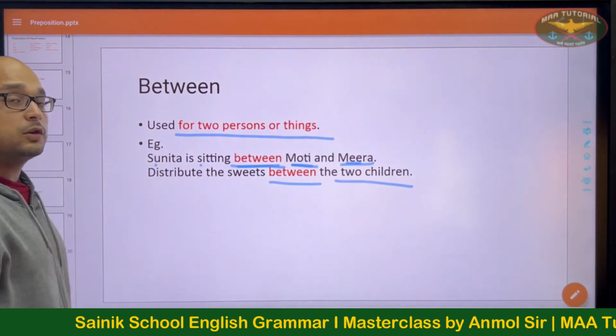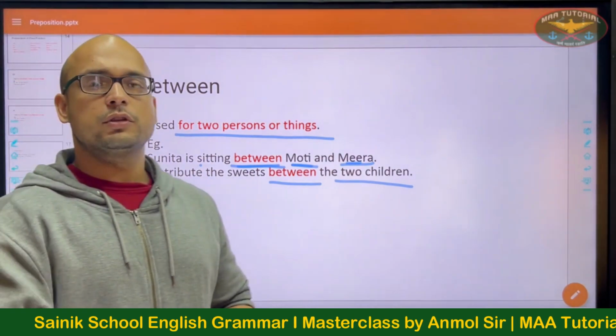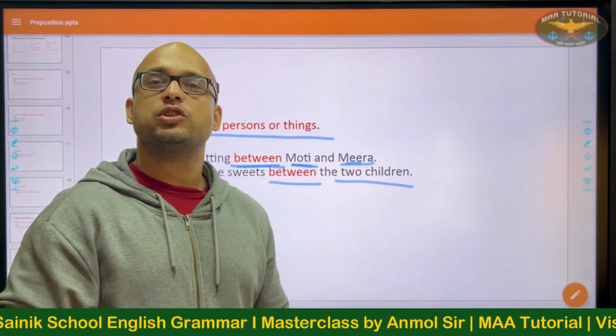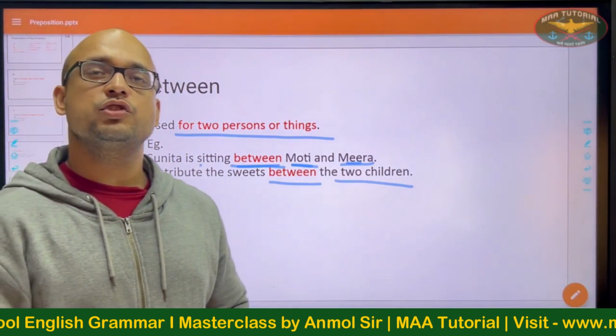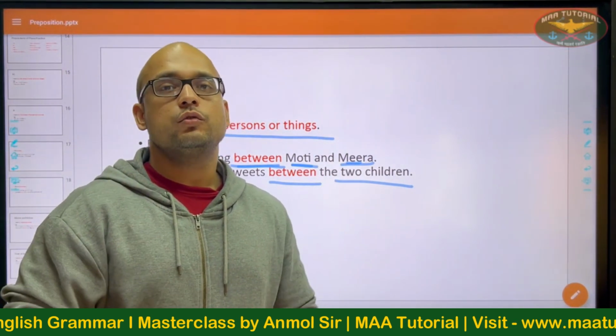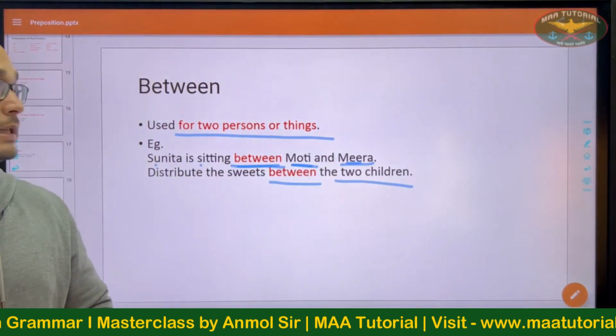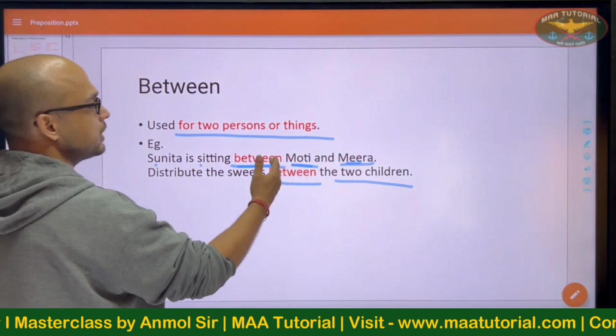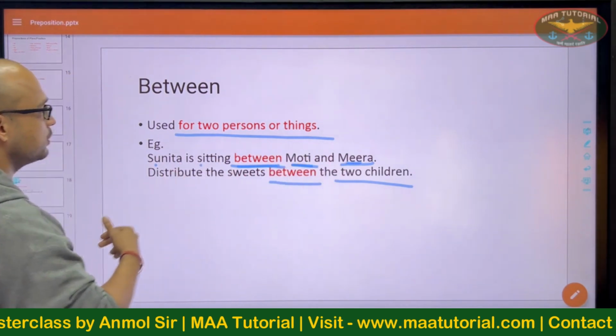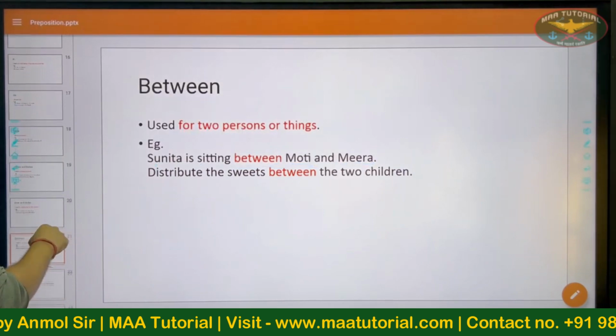Distribute the sweets between the two children. If there are two children and you have four sweets, distribute them equally amongst the two children. Both of them will get 2 sweets each. Because we are distributing it between the two children and we are sitting between two people, we are using the word between to tell the position of in the middle.